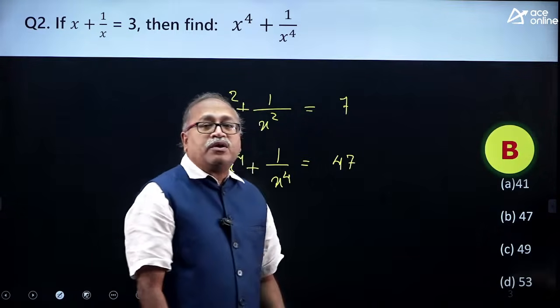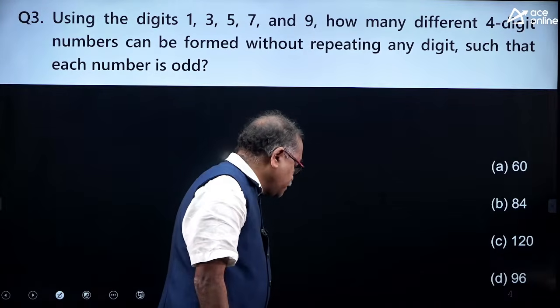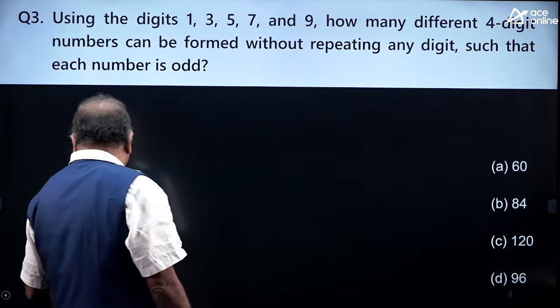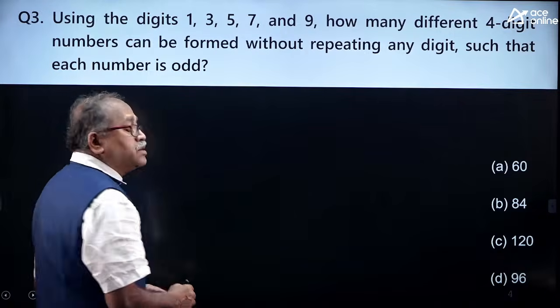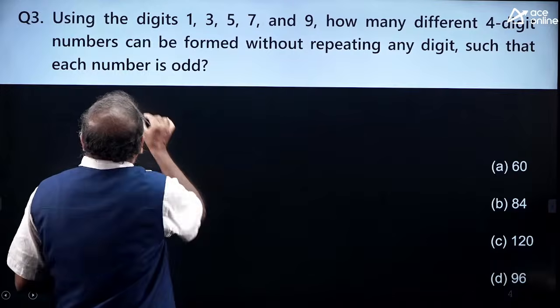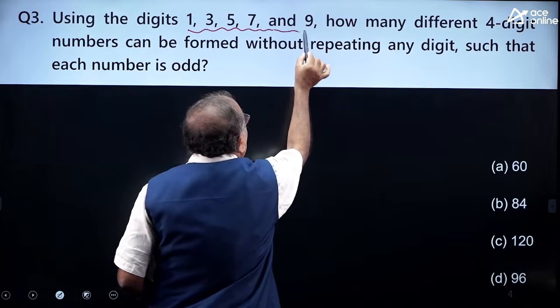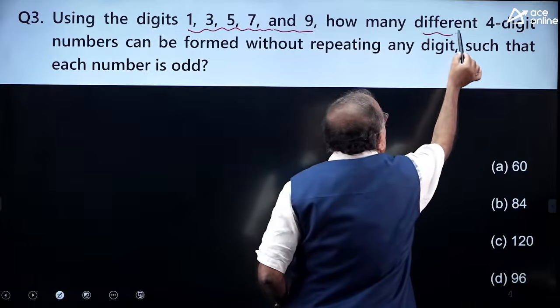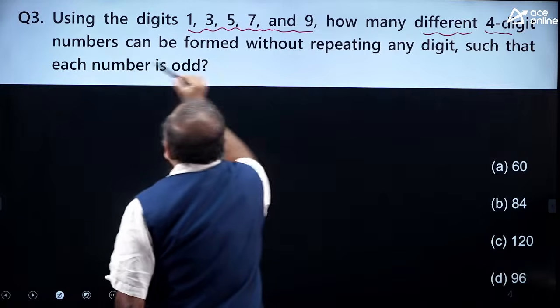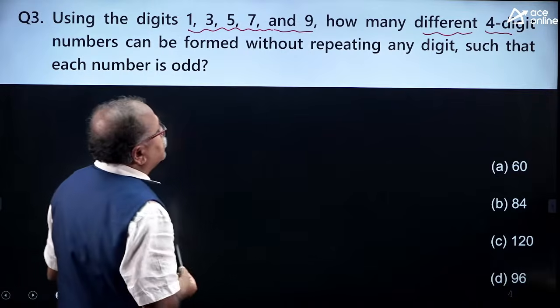So moving on to the next question, which is here. If you are writing the exam, please stick around. I will be discussing many questions over here. Using the digits 1, 3, 5, 7 and 9, how many different 4-digit numbers? How many digits are there here? There are 5 digits here.